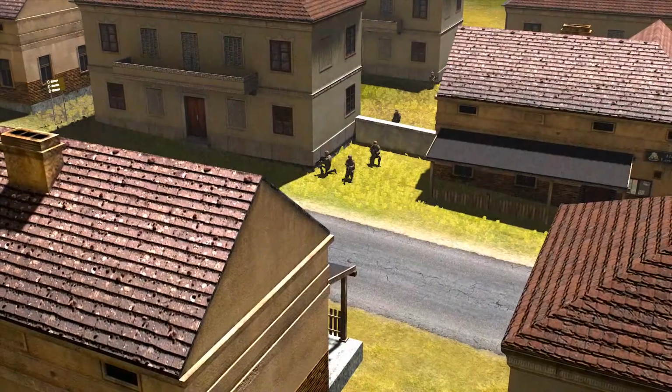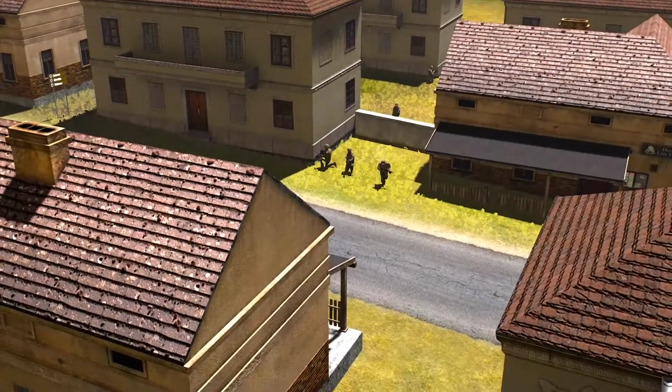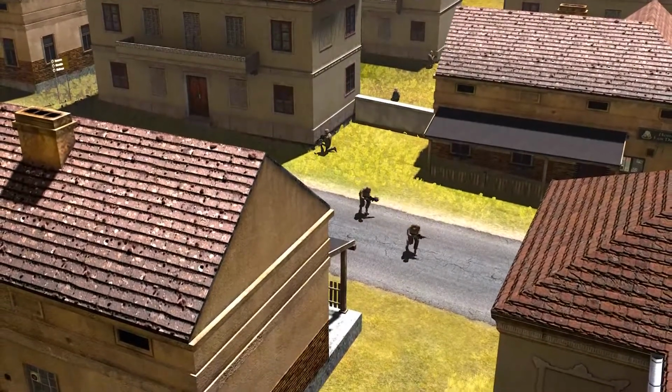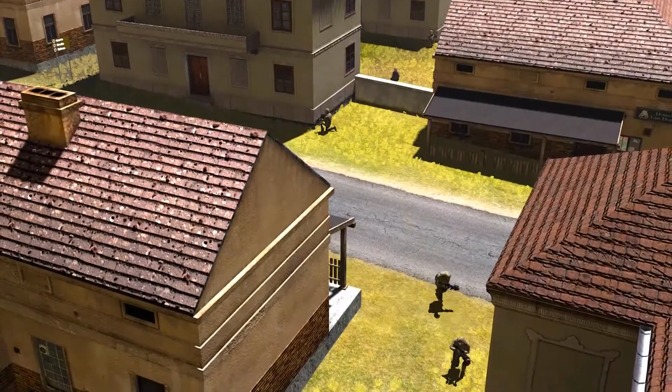Moving through an urban environment can present some unique challenges to you and your unit, but with preparation and training, they can be overcome and you can successfully accomplish your mission.